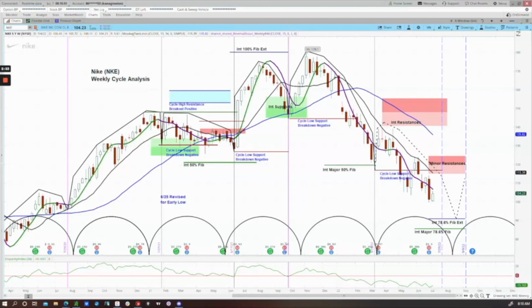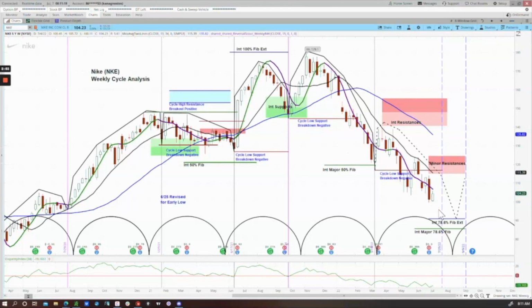Now we have these negative cycle structures going on in Nike. We have left-hand translations. That means that the cycle peaks way over here close to the beginning of the cycle, leaving the rest of the cycle for a decline. Now that often leads to negative configurations, which is when the cycle ends lower than where it began. That happened in the last cycle, and this one is showing the same structure.